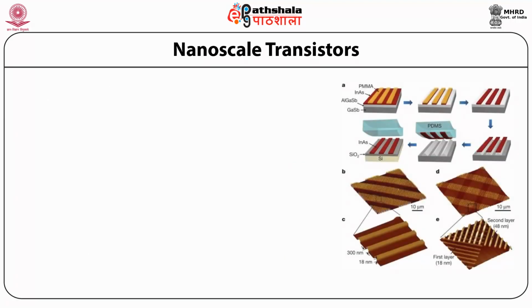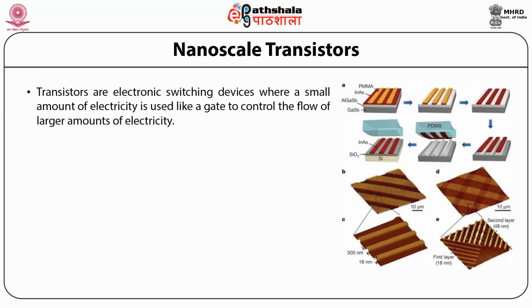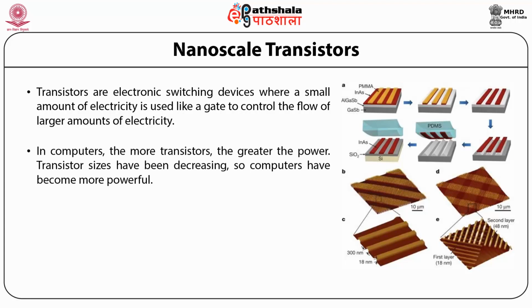The next nanoproduct is the nanoscale transistor. Transistors are electronic switching devices where a small amount of electricity is used like a gate to control the flow of larger amounts of electricity. In a computer, the more transistors, the greater the power. Transistor size has been decreasing, so computers have become more powerful.